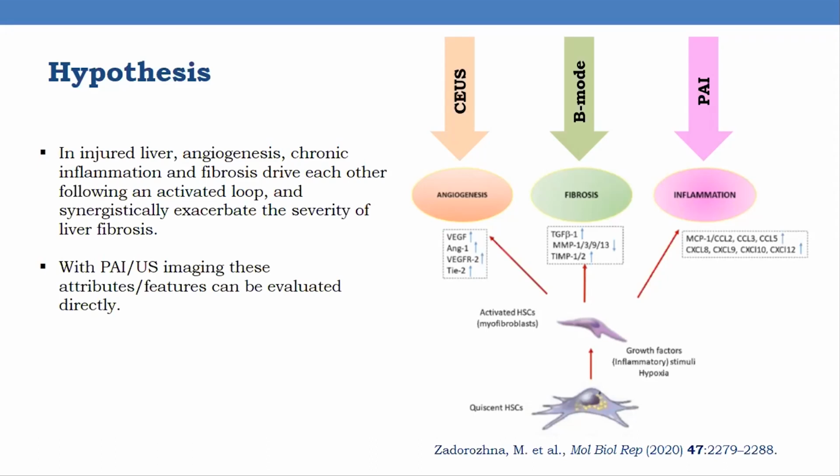So for the talk today, we will be talking about only the B-mode ultrasound and PAI technology that we use to visualize liver fibrosis. Contrast-enhanced ultrasound imaging is something that we are working on. We are analyzing more data. We haven't published any data yet. So for the talk today, we will be focusing on B-mode and PAI.